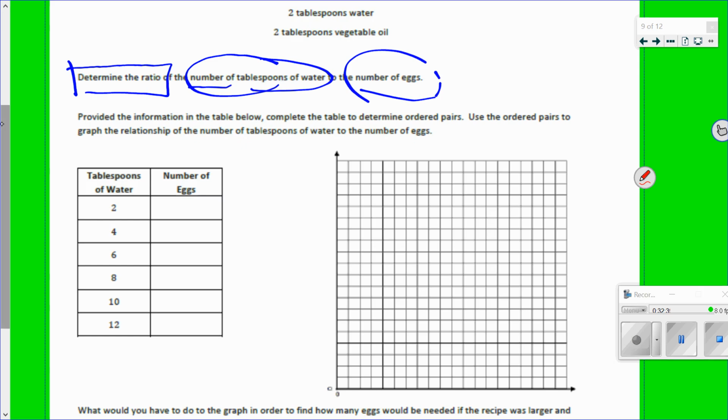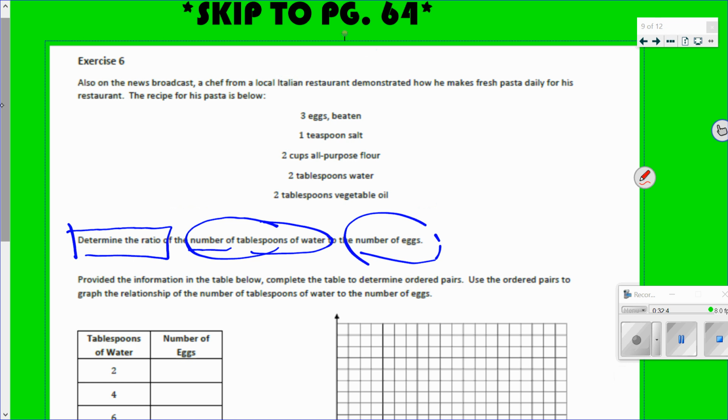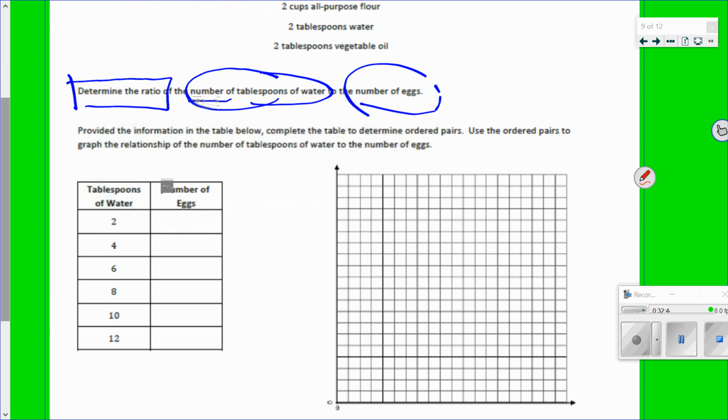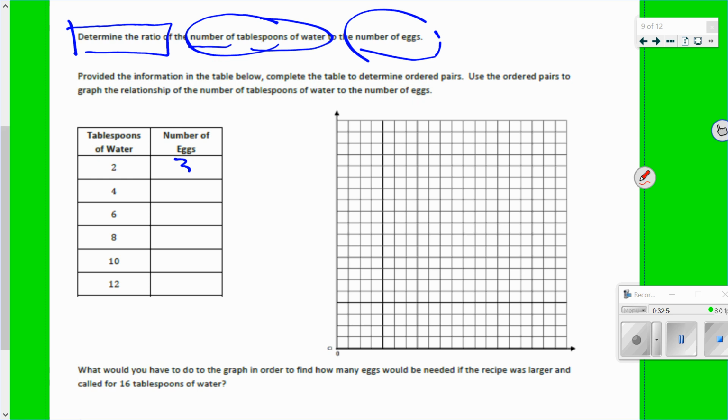Okay, guys, we are on page 64. Let's look at this question. We're looking at tablespoons of water to number of eggs. How many eggs to every? 3. Good. Let's fill out our chart. So what's our next number? 6. So we're going plus 3, plus 3. I'm going to put these over here smaller so we can do our ordered pairs.